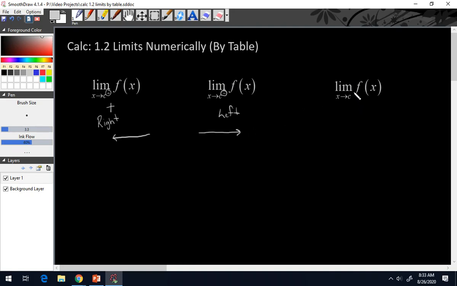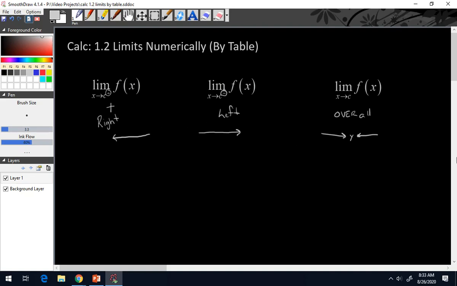And then with no plus or minus, this is our overall limit, what we're going to look at. That's as we approach from the left and from the right, what do we have for a y value here?